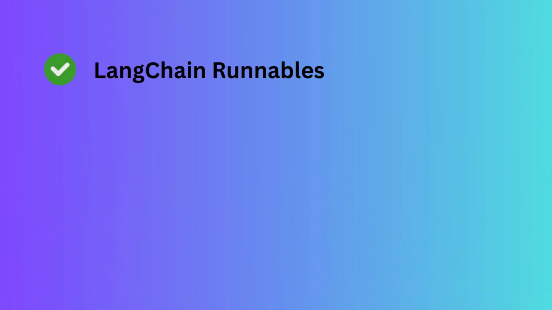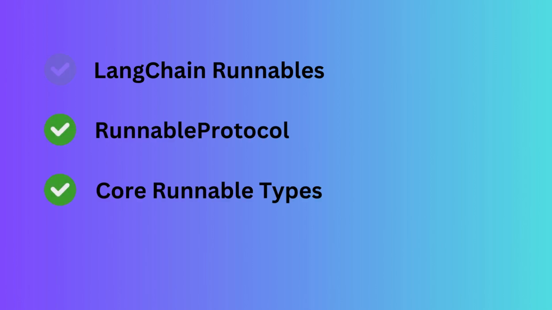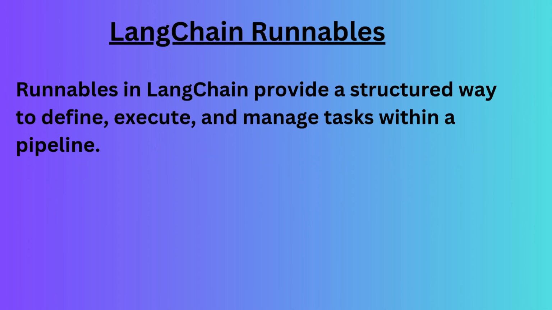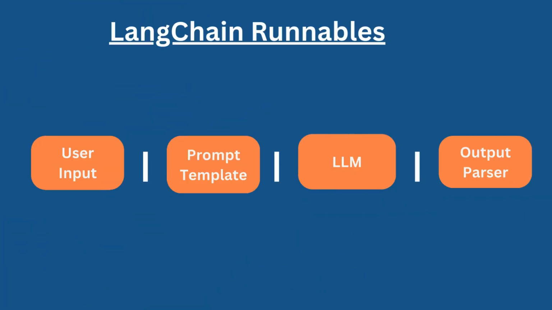By the end of this tutorial, you will understand what LangChain Runnable is, the LangChain Runnable protocol, and the different core Runnable types. So what exactly is LangChain Runnable? Runnables in LangChain provide a structured way to define, execute, and manage tasks within a pipeline. So with Runnable, you can easily combine different components using a pipe operator to build workflow for complex chain.